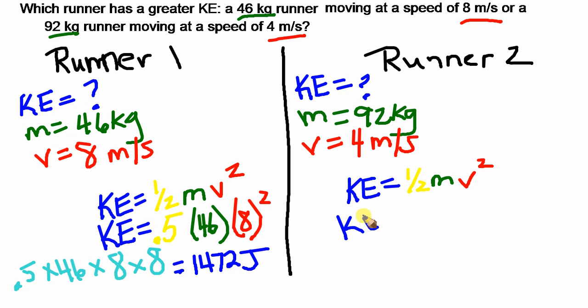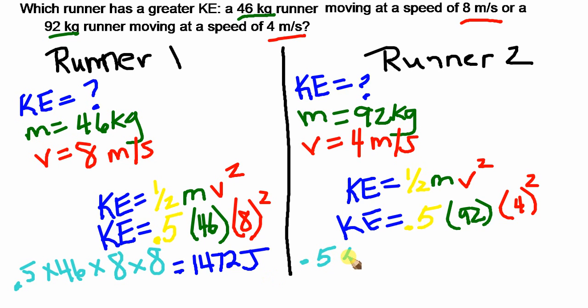Now time to plug in over here. Kinetic energy equals, and that 1/2 is the same as 0.5. My mass is 92, and my velocity is 4 squared. So what I'm going to type right into my calculator is 0.5 times 92 times 4 times 4. And when I type that into my calculator, I find out that the kinetic energy is 736 joules.